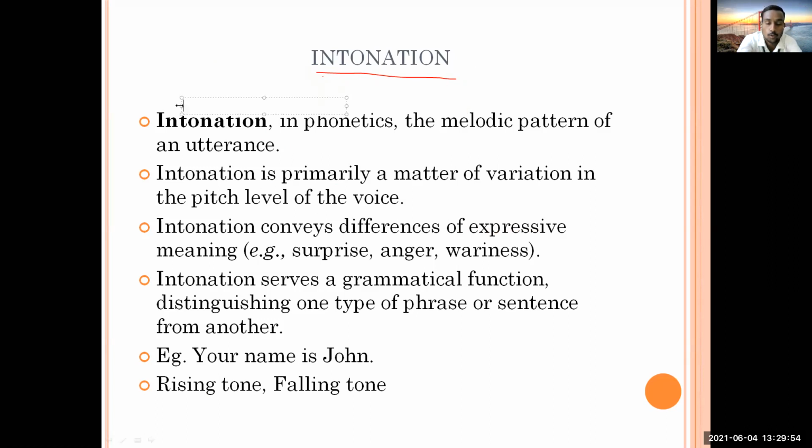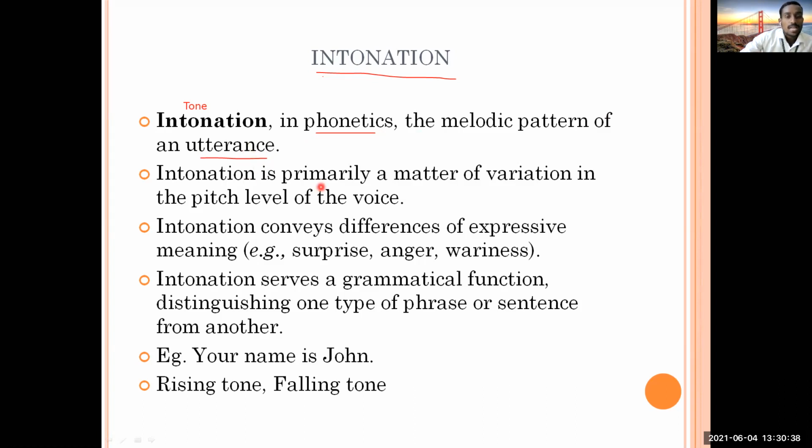In short, you can also call it tone. So tone means intonation. Try to understand: in phonetics, what is phonetics? Phonetics is nothing but the sounds of words, that is called phonetics, or pronunciation. The melodic pattern of an utterance. Melodic pattern. It is a kind of different tone that we people create, and it is melodic, which is a sweet sound, or which creates a different rhythm. So intonation is nothing but the melodic pattern of an utterance, that is pronunciation.